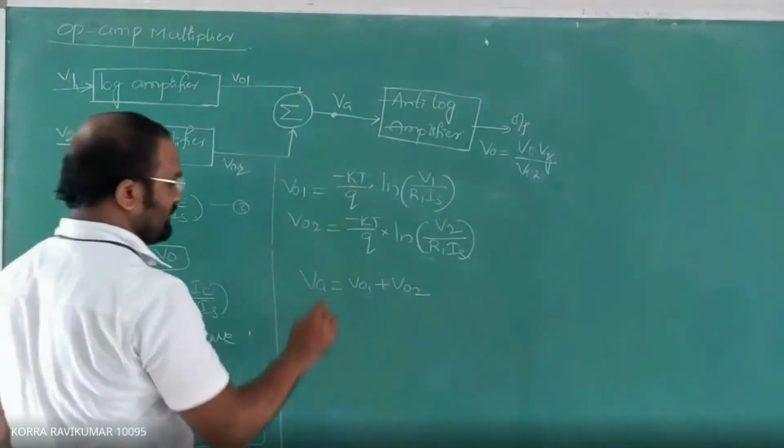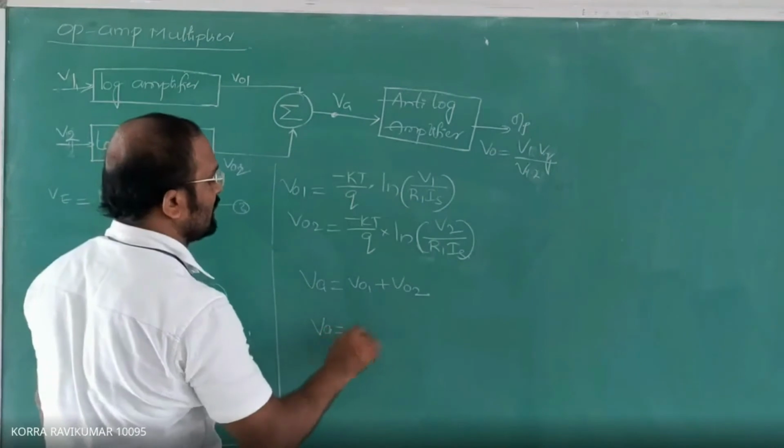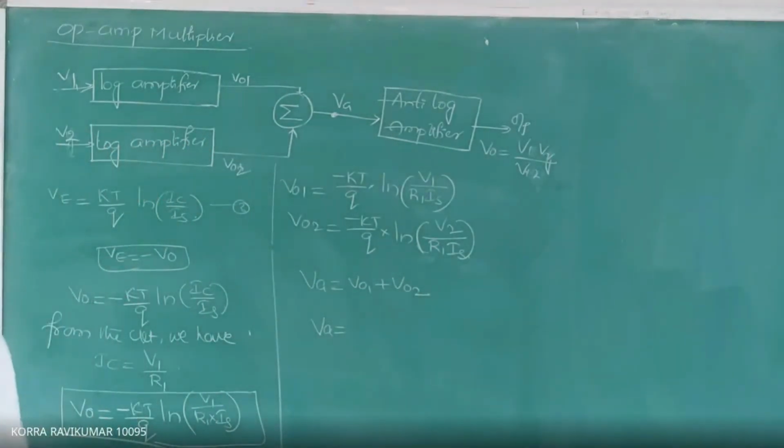What is VA? VA is equal to, we substitute VO1 and VO2 and go on simplifying that expression, and you are going to get the output. Do it now.